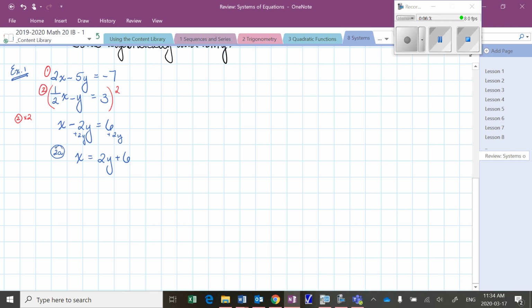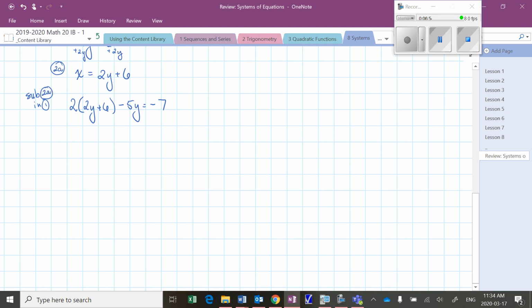So now that x is isolated, we're going to substitute 2a. So we'll write sub 2a in equation 1. So then 2 times x, except x is 2y plus 6. So 2 times 2y plus 6 minus 5y is equal to -7. And now we have one equation, one unknown that we can go ahead and solve. So go ahead and hit pause, and then we'll come back with our solution for y.